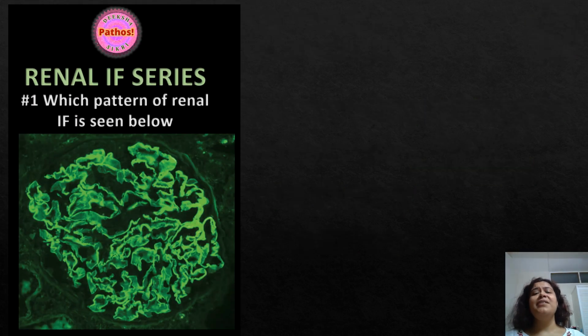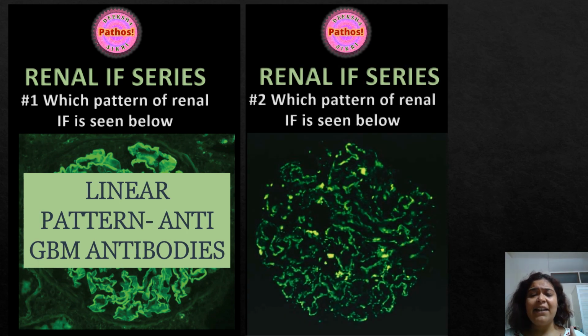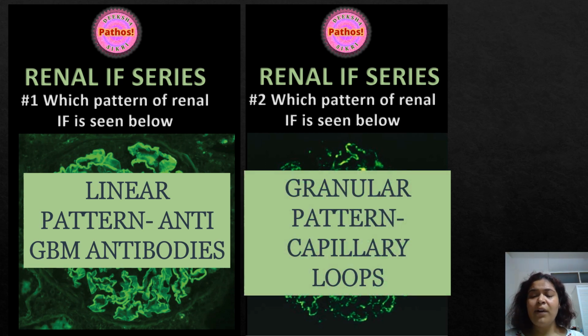So coming to the stories that I shared on Instagram, renal live series, I give you 4 images. Let's see if you got them correct. So this first pattern, which pattern of renal IF is seen? What's your answer? Your answer is linear because of anti-GBM antibodies. This was the second case. So can you make out that this pattern is granular and it is more around the capillary loop.